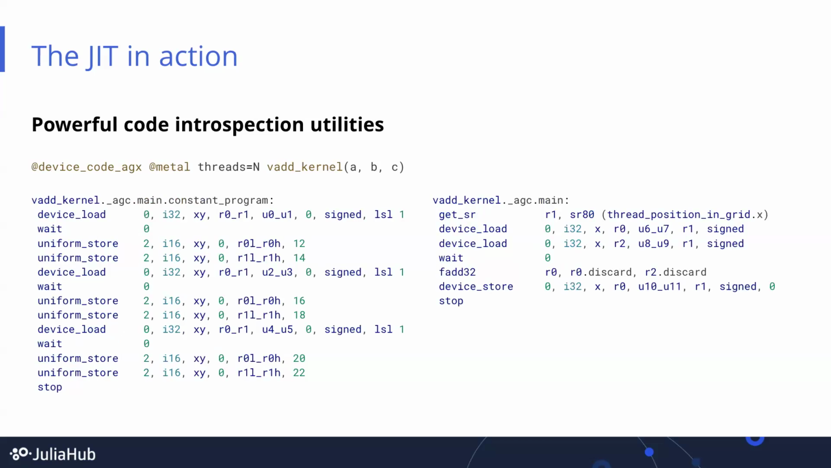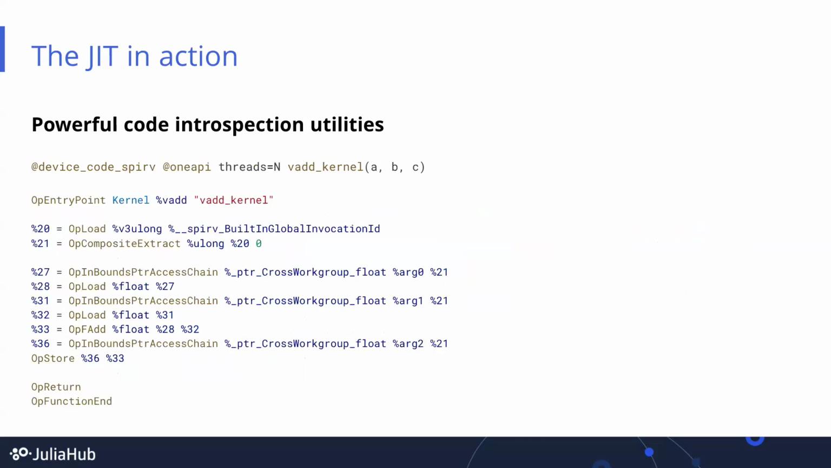This is the same with Apple hardware, where you use code_agx. This is the SPIR-V backend, which we use for oneAPI and OpenCL. So again, we strive to, even though it's multiple backends, have tools that are similar across all of our backends.